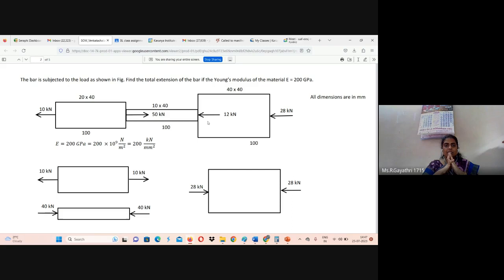Second section also. Okay, we can see 10, 50 on the left, 12, 28 on the right. On the third section, we can see 28 kilonewton on the right. On the left, we can see 12, 50, 10. Okay, what about the direction of 10, 50, 12, 28? Rightward or leftward? Sheena, whether the member is under rightward force or leftward force, or leftward and rightward together. Sheena, are you here?